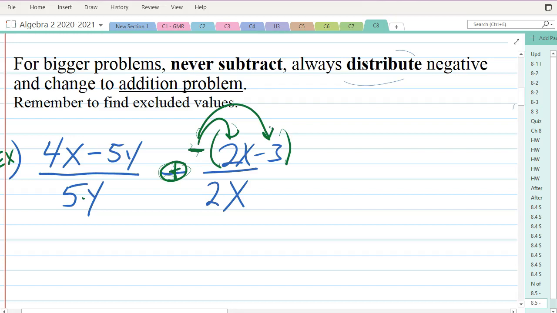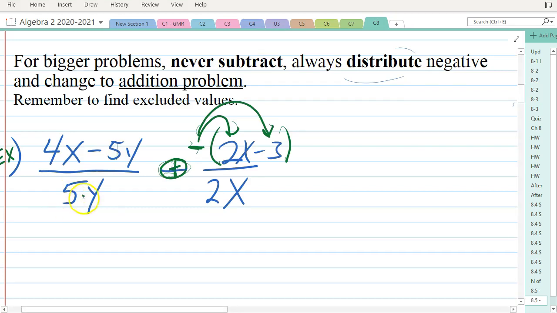The next thing we need to do is look for common denominators. On the left-hand side, I have 5 times y. On the right-hand side, I have 2 times x. This one's pretty simple to find the common denominators. I multiply the opposite side by what they don't have. The 5y does not have a 2x, so I multiply it by 2x. What I do to the bottom, I always do to the top. And on the right-hand side, I have a 2x, but I don't have the 5y, so I multiply the bottom times 5y. And whatever I do to the bottom, I also do to the top.